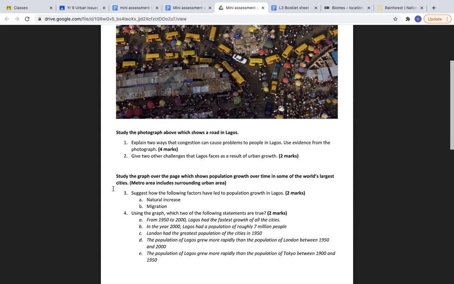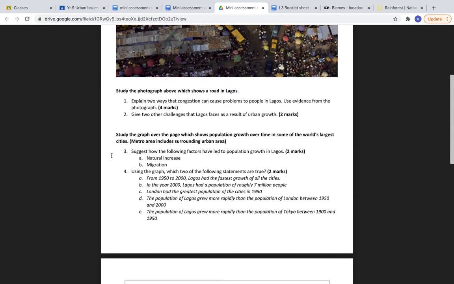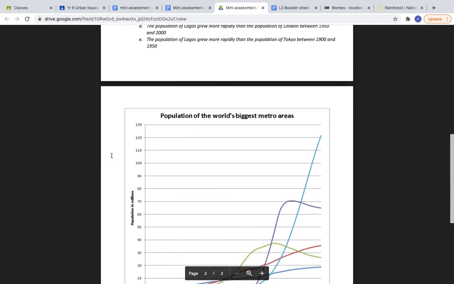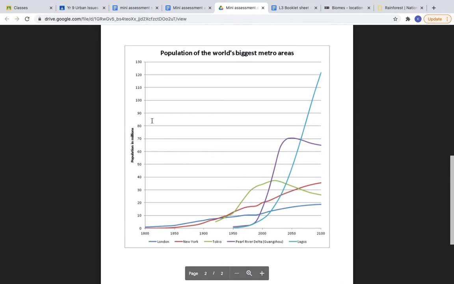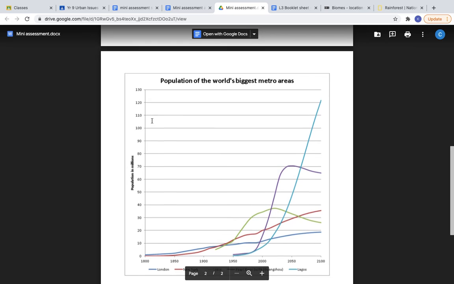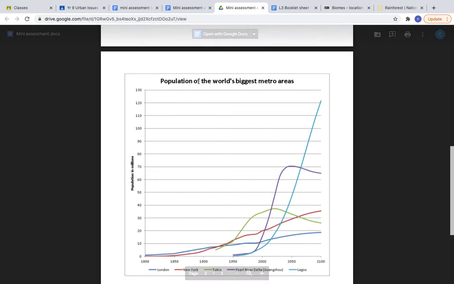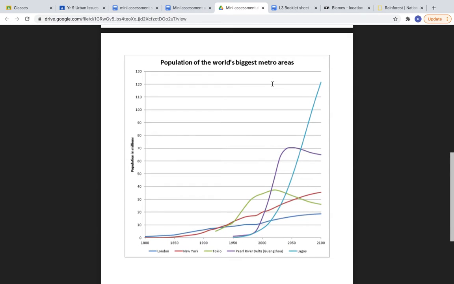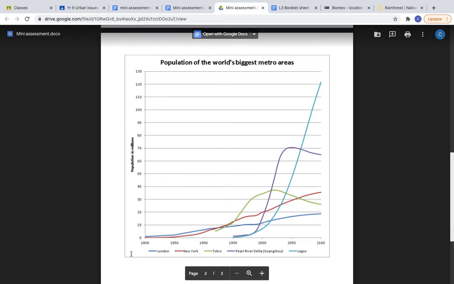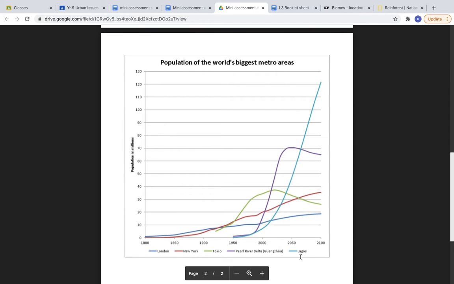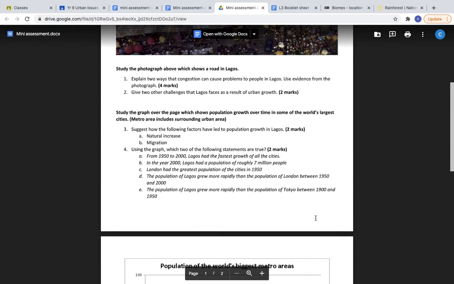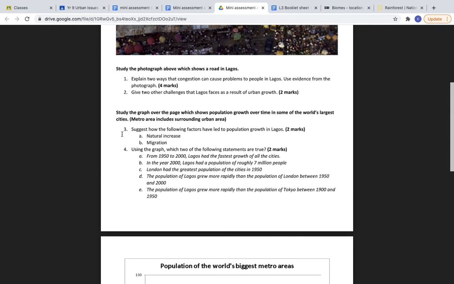So then moving on to this second section, we are now going to study a graph here that we can see on the 3rd page. So this graph is showing us the population of the world's biggest metro cities, and we've got populations down the side, and then we've got time along the bottom, and we also have our key of our different metro areas. So what we're going to do first is question 3. We're going to suggest how the following factors have led to population growth in Lagos. A and B together are going to be worth 2 marks here.